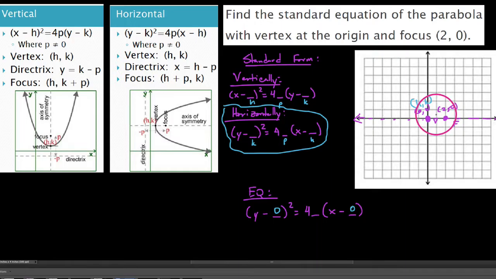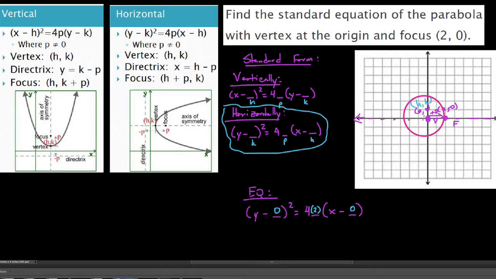Now p, remember, p is this directed distance from the vertex to the focus. So in this particular case, I can see that I went 2 units to the right. That's going to be the value of p right here. And so importantly, we're going to drop in p on its own because we're going to have to take this 4 times that 2 in order to get this.